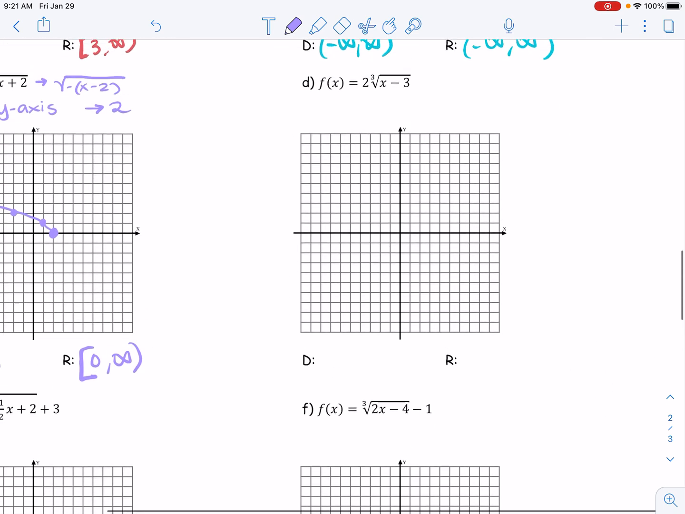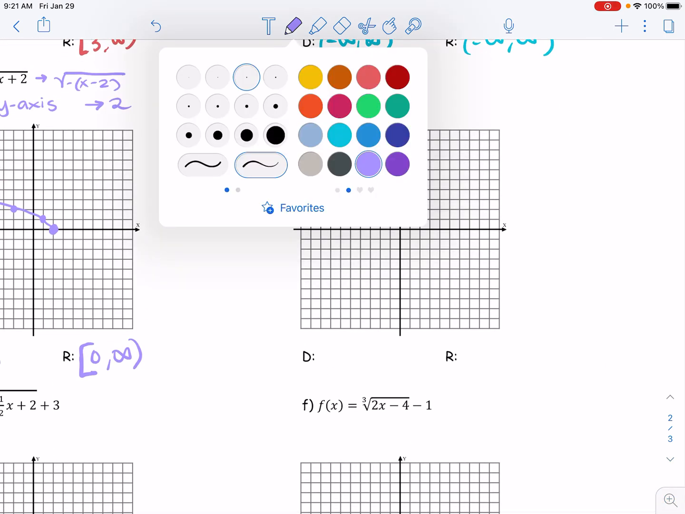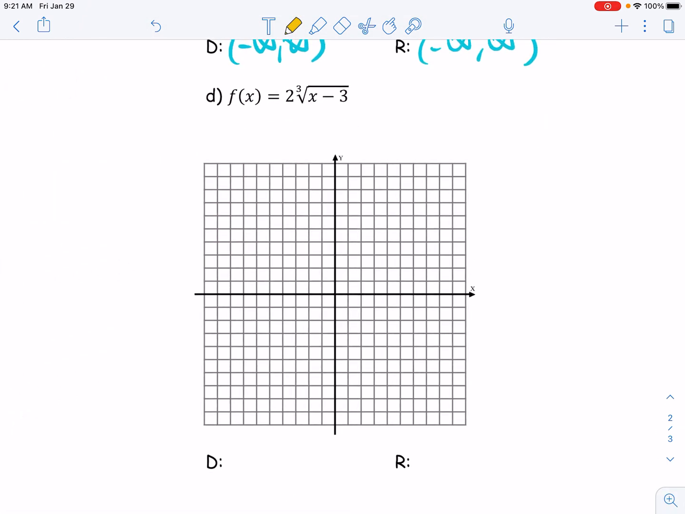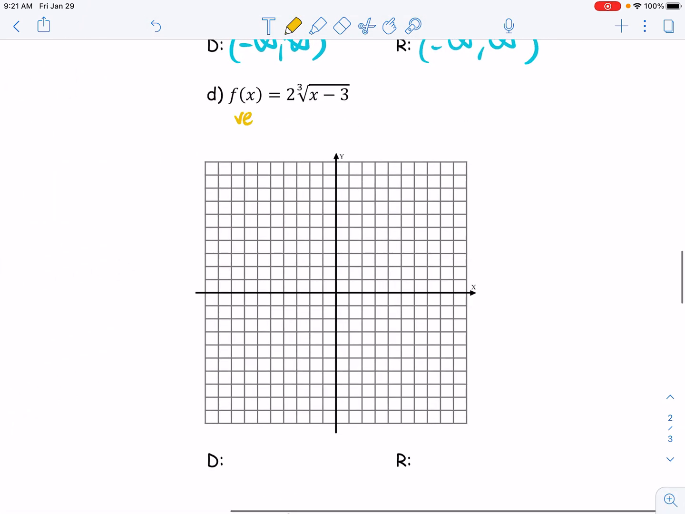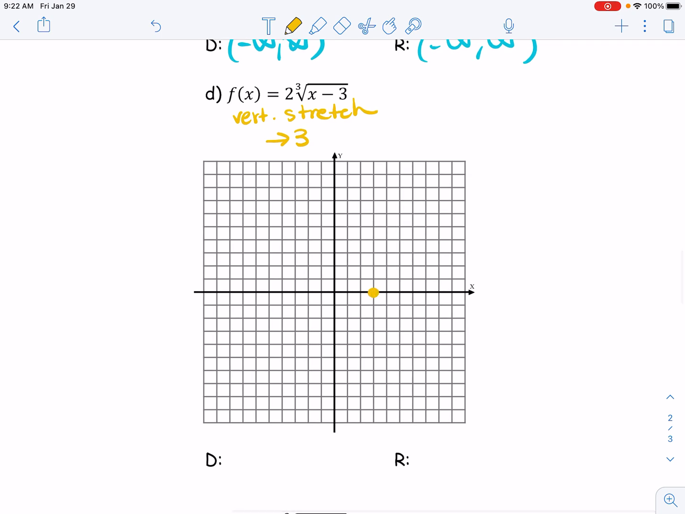I'm going to go ahead and switch to cubic root. Let's go. Cool, nothing that I need to factor out. This is a vertical stretch and a shift right 3. So I'm starting here. This is my point of inflection. Instead of going right 1 up 1, right 8 up 2, left 1 down 1, left 8 down 2, I have a vertical stretch of 2. So I multiply those by 2.